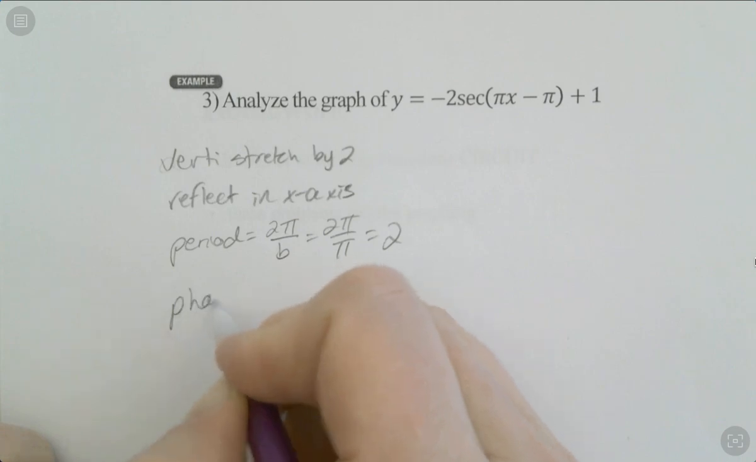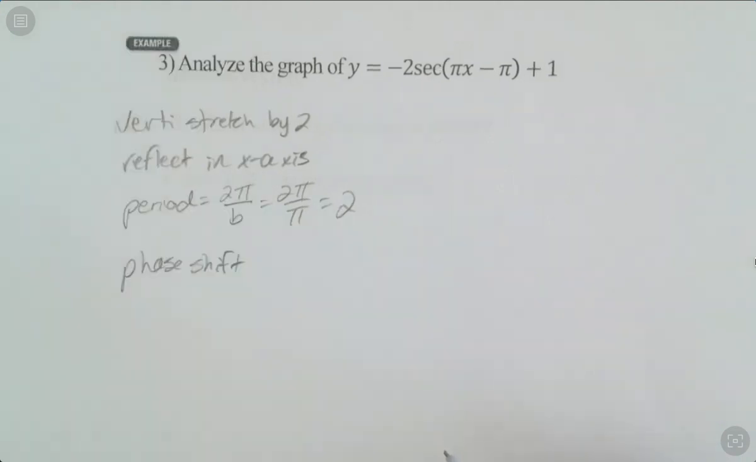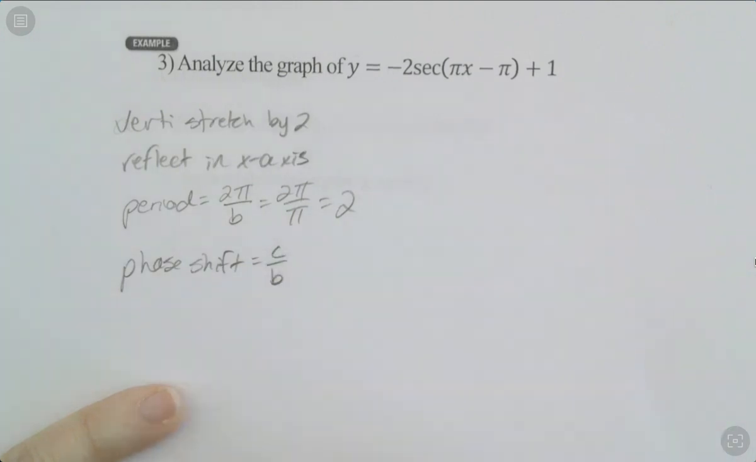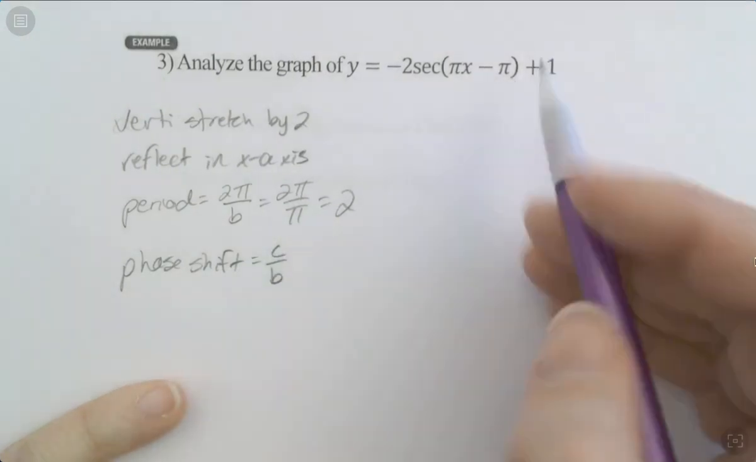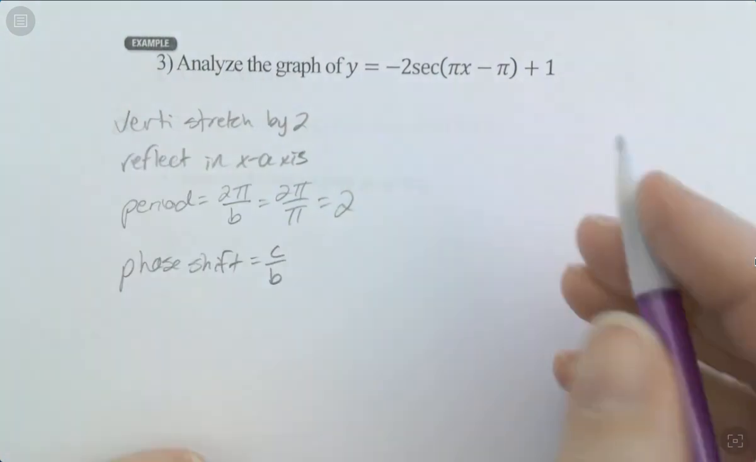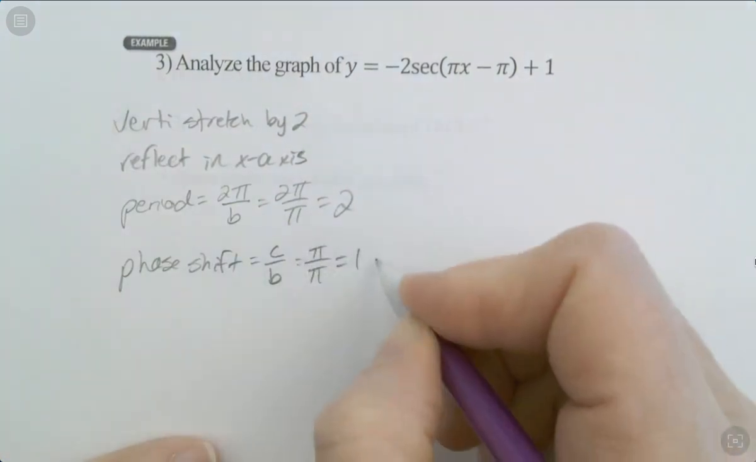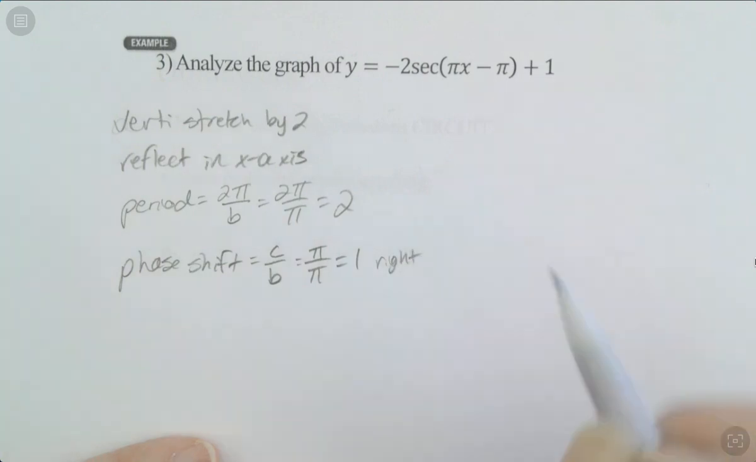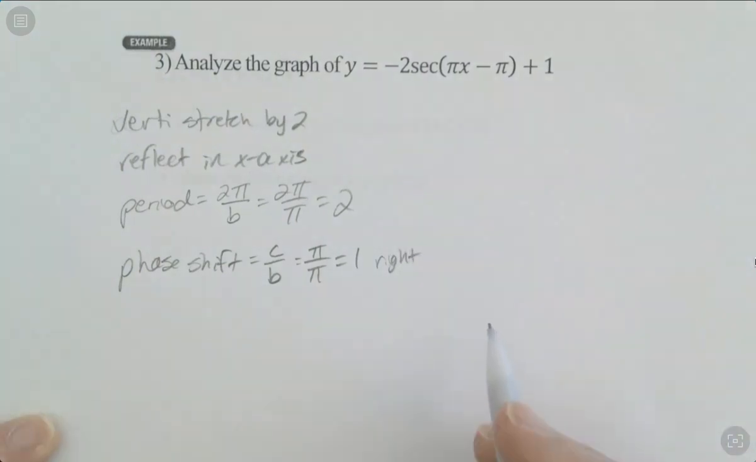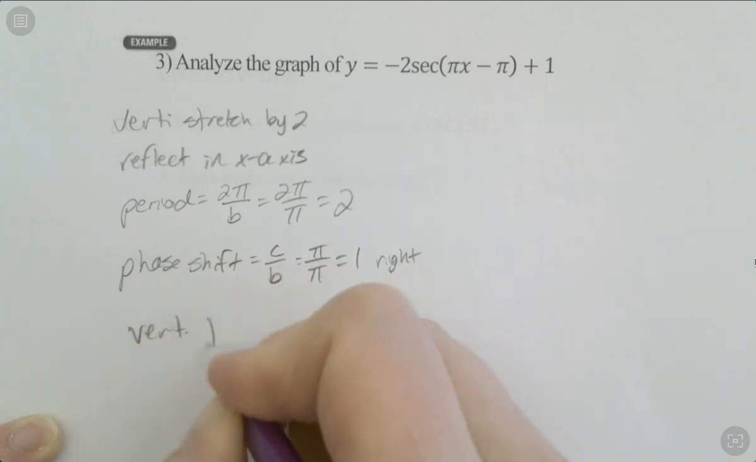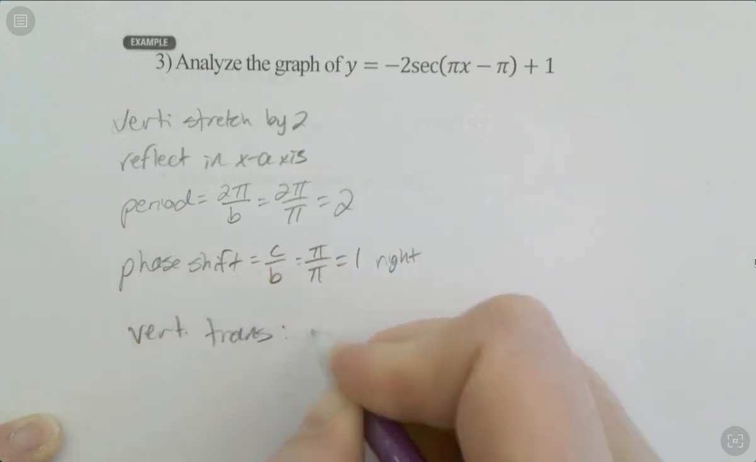Phase shift, right 1. Your phase shift is still going to be c divided by b, just like for the sine and the cosine, where you have to ignore the negative. The c is just pi, and then the b is pi. So it's 1, and it's to the right because it's positive. And then it goes up 1. So that's your vertical translation. We're going to go up 1.